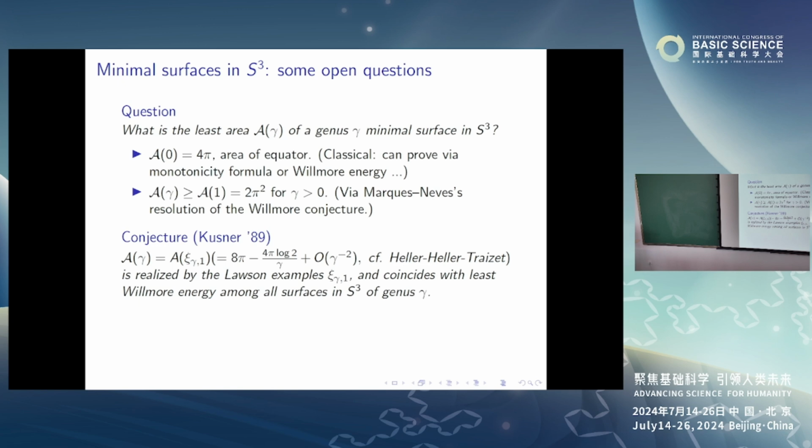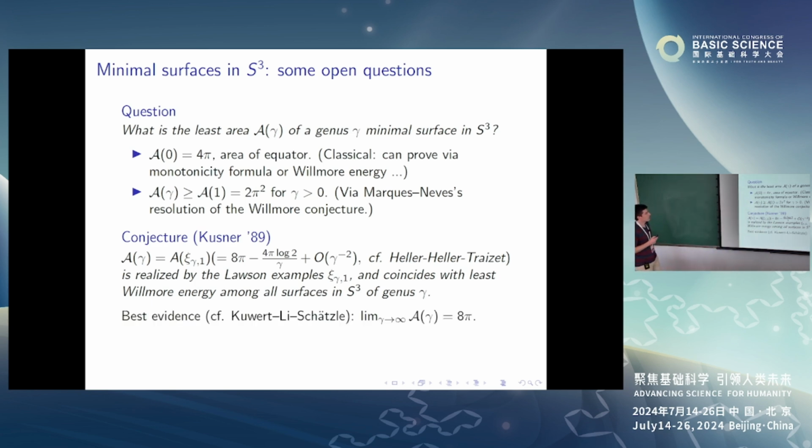So here's a conjecture, which I think was stated first by Rob Kusner in the late 80s. He conjectured that in fact, not only is the least area minimal surface of genus gamma realized by the Lawson surface psi gamma 1, whose area we actually know to pretty high order now thanks to work of Heller and Frazé, he actually conjectures something much stronger, which is that these Lawson surfaces are Willmore energy minimizers in S3. So there's a statement not just about minimal surfaces, but in fact about the natural bending energy of any surface in S3, or in a conformally equivalent sense in R3, of prescribed genus. Okay? So our evidence for this is pretty weak at the moment.